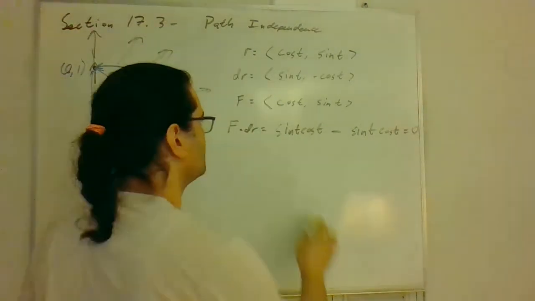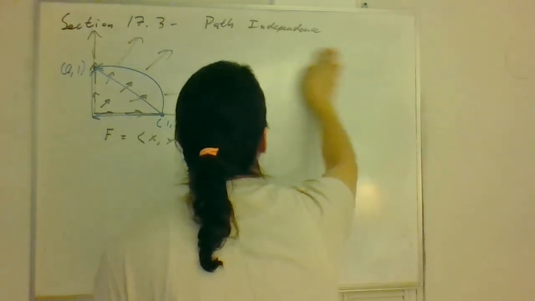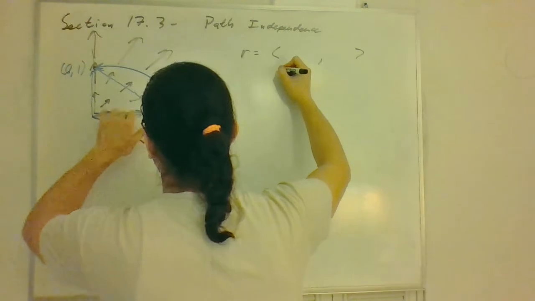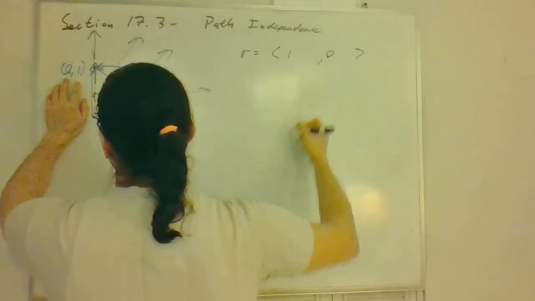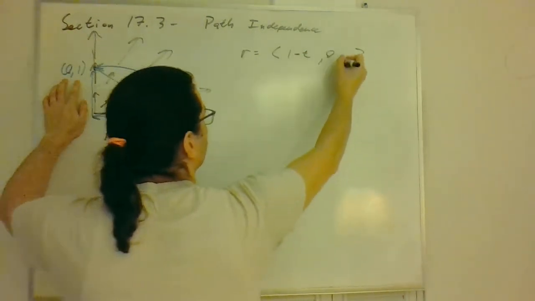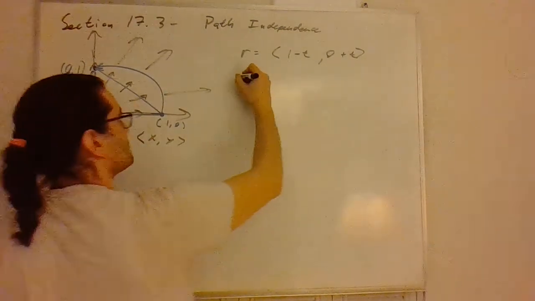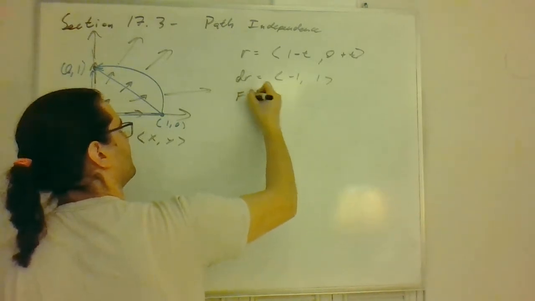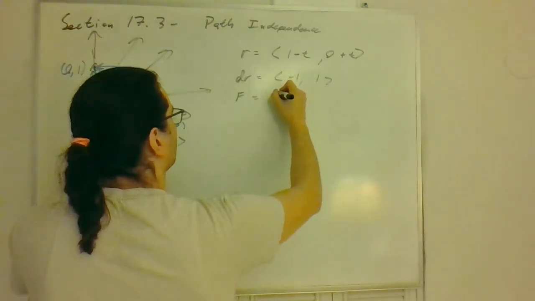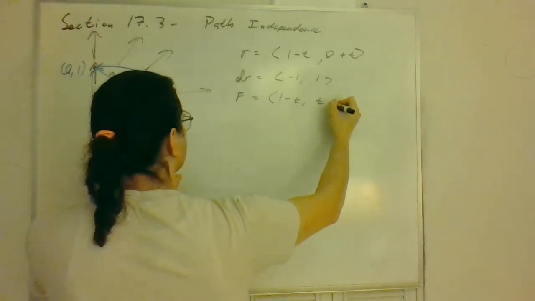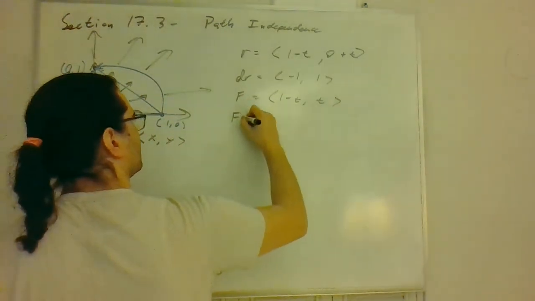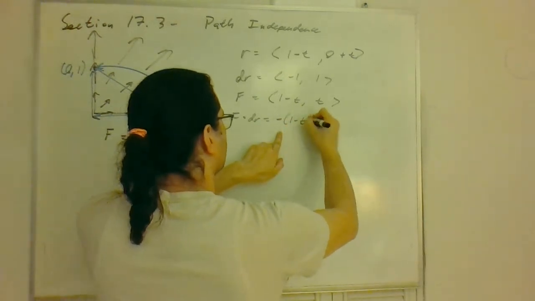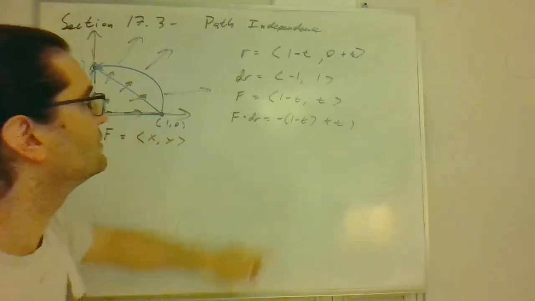Let's do it again with the straight line. Let's see what we get there. The straight line is r equals, how do we do these straight lines again? We start at the coordinates for this one. So we start at 1, 0, and we add the difference to get to here. So we need to subtract t from this and add 1t to that. So dr should be negative 1, 1. And then f should be 1 minus t, t. And then f dot dr should be negative 1 minus t plus t. Oh, and this is going from 0 to 1.